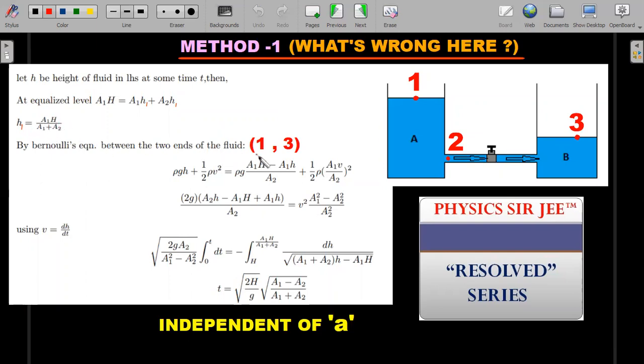Now what that student is asking is, let's assume that Bernoulli's equation is valid from here to here, 1 to 3.